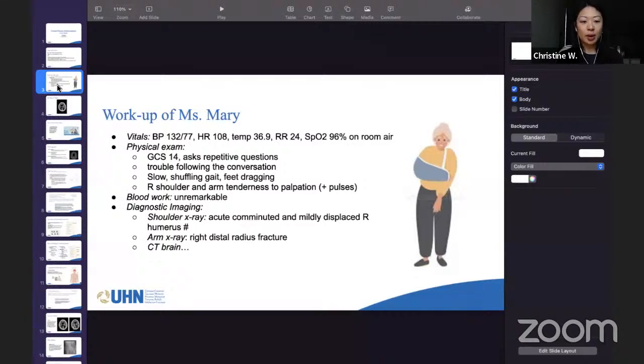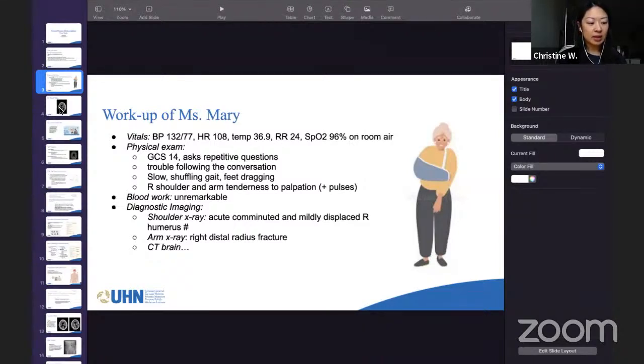Her gait, when we're walking, she's slow, shuffling, her feet are dragging, and she's having a lot of pain to her right shoulder and arm. But her pulses are present and good color, sensation and movement. Her blood work is unremarkable. Diagnostic imaging shows that she did, unfortunately, have a right humerus fracture and a right radius fracture.